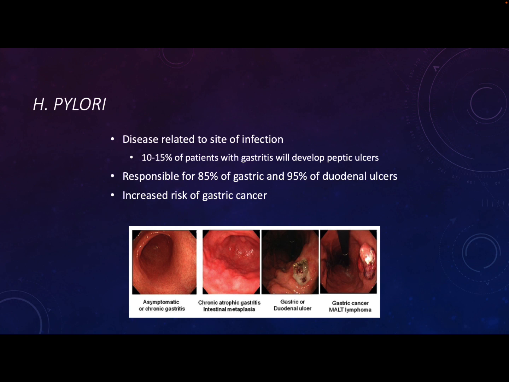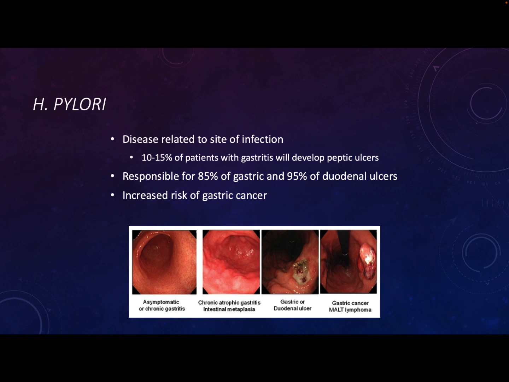So the disease that a patient will experience when they're infected with Helicobacter is related to the site of infection. Is it in the stomach? Is it in parts of the intestine? 10 to 15% of patients who develop gastritis, so inflammation in the stomach, will develop peptic ulcers. So not every patient who is exposed to Helicobacter is going to develop gastritis. Not every patient who develops gastritis is going to develop peptic ulcers. But it does very much follow that patients with peptic ulcers almost certainly have Helicobacter.